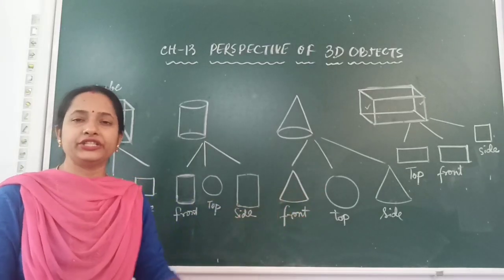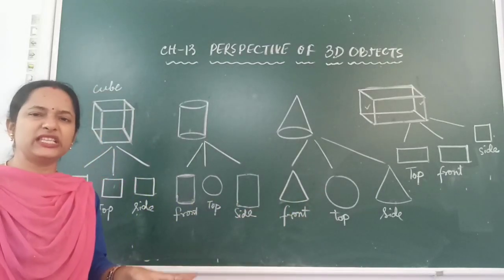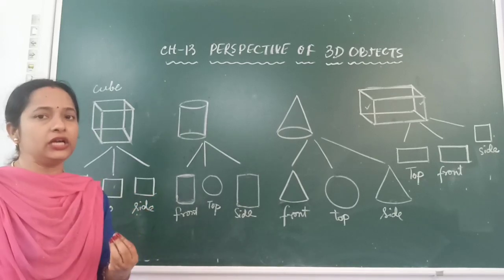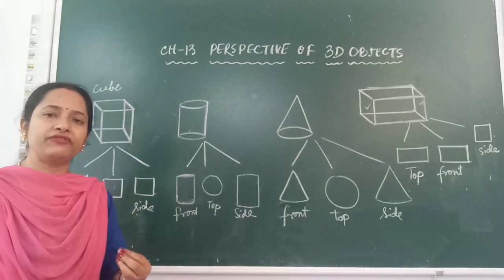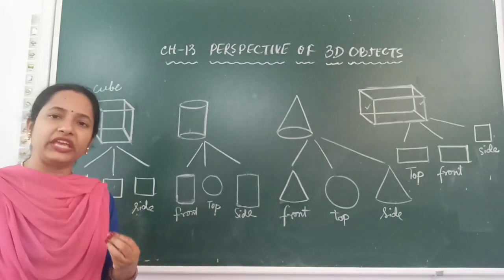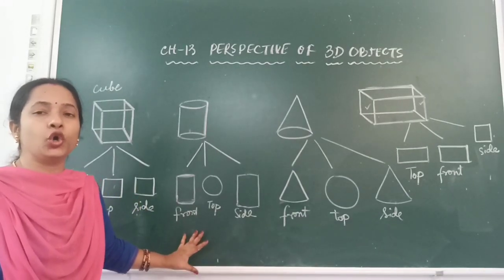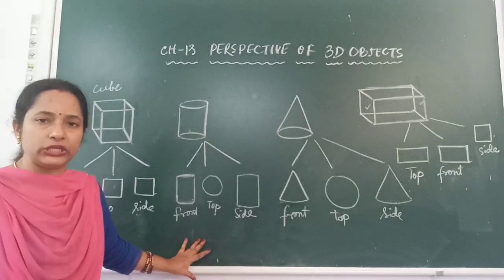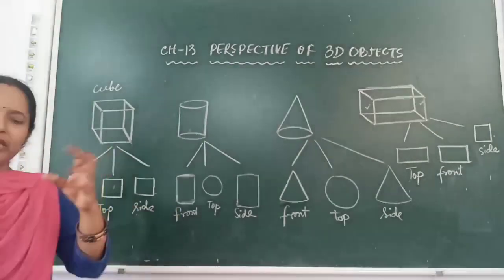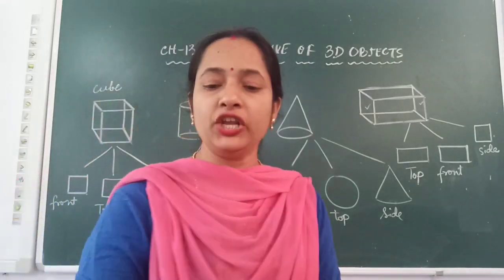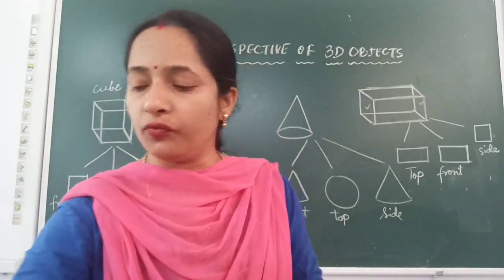So whenever we are drawing the views of any 3D shape, we get mostly all the shapes of the views of the 3D shapes as flat shapes. So this is the relationship that we find between a 3D shape and a 2D shape, that all the faces or the views of any 3D shape can be expressed or shown or drawn in the form of a 2D shape.